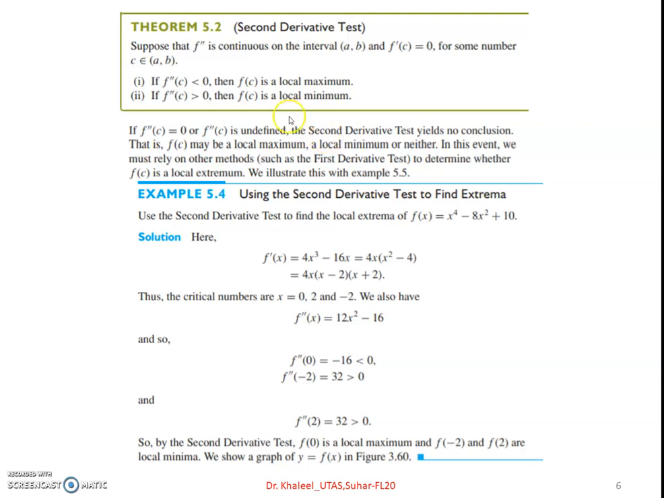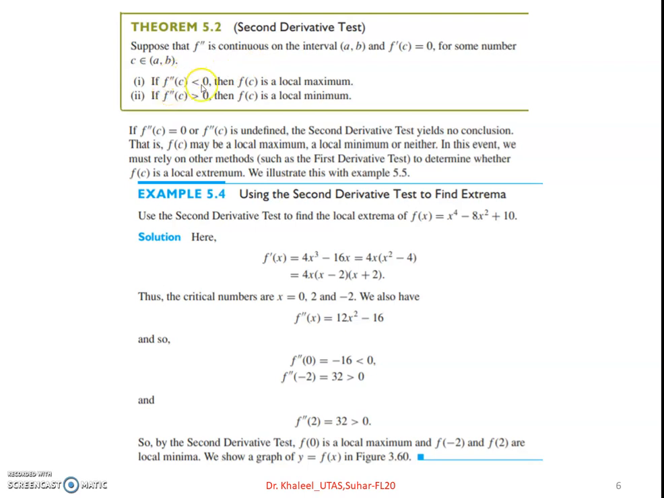This is the second part of the video lecture for week 9. Here we study the second derivative test. Note that the second derivative test is used to find local maximum and local minimum. So the second derivative test uses the second derivative.